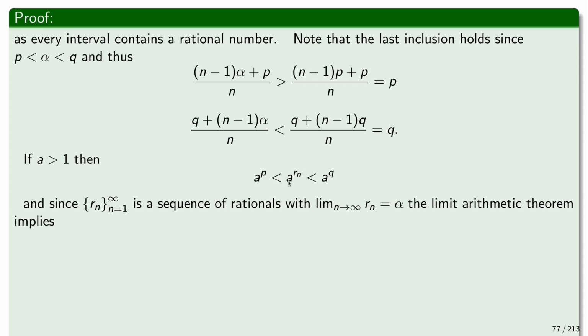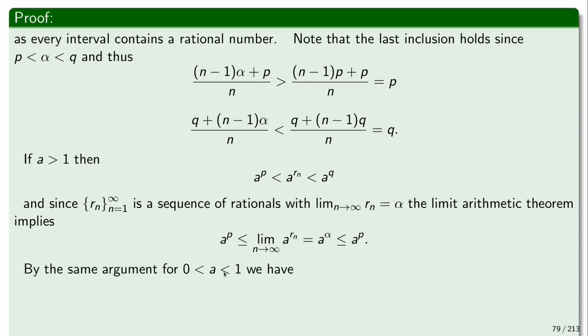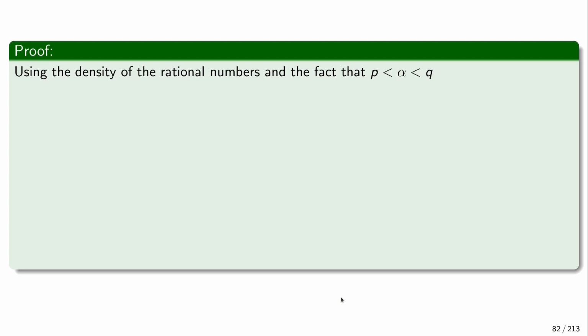So now this is a convergent sequence, so by the limit arithmetic theorem, we have that a to the power of r_n is going to be smaller or equal to a to the power of q, and bigger or equal to a to the power of p. Okay, and so by the same argument, when a is greater than 0 and smaller than 1, we have this going to be between, in the other way. So it's a to the power of p, and a to the power of alpha is greater than a to the power of q. Okay, good.